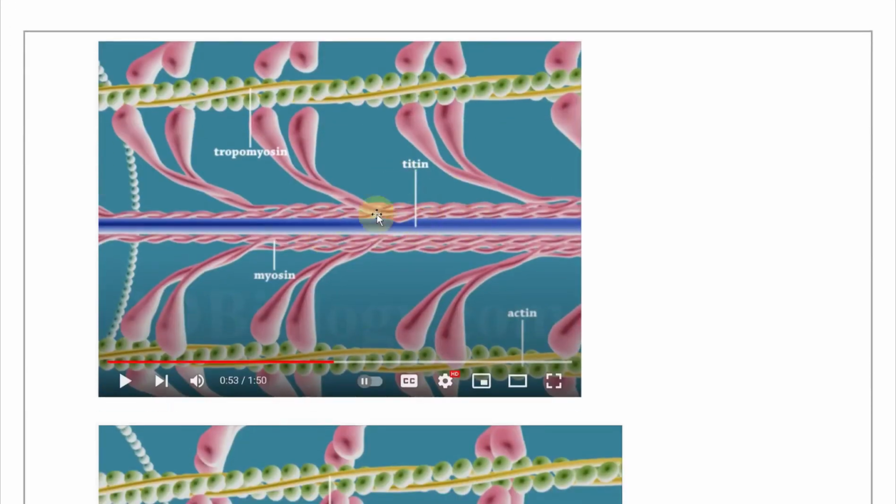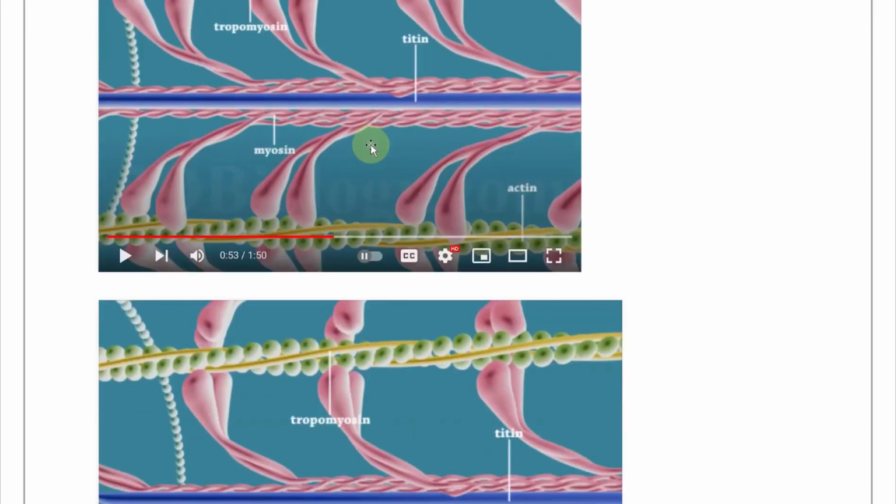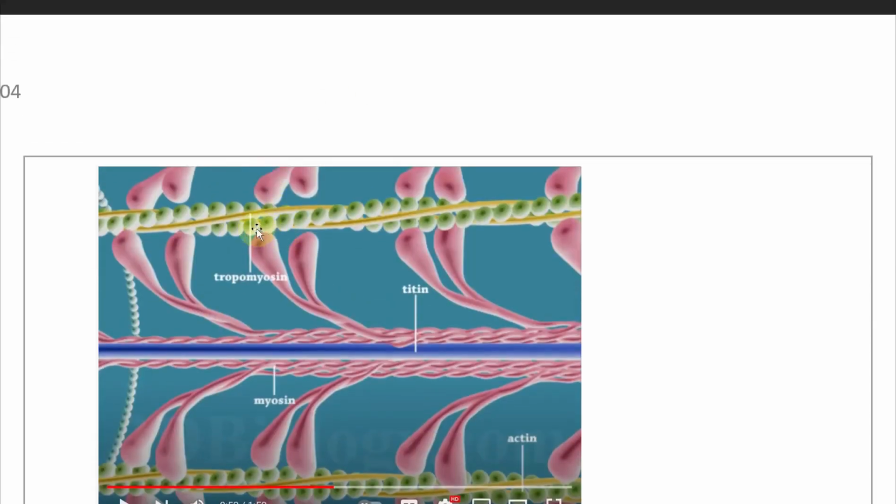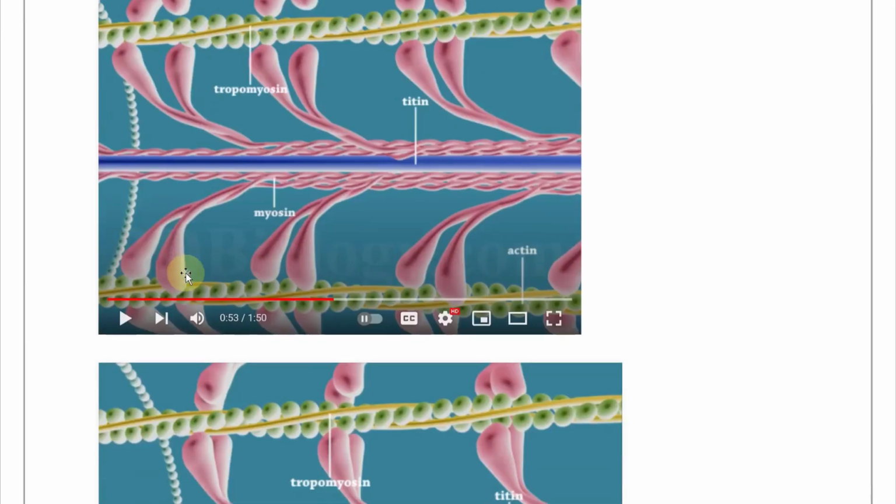The titin keeps the myosin centered, the actin is the green, and it's in a spiral. The tropomyosin in between prevents sliding. This is trying to go straight, so otherwise it would have to turn sideways to get around it. So this prevents further sliding. It only goes here and connects, and keeps going on and on.